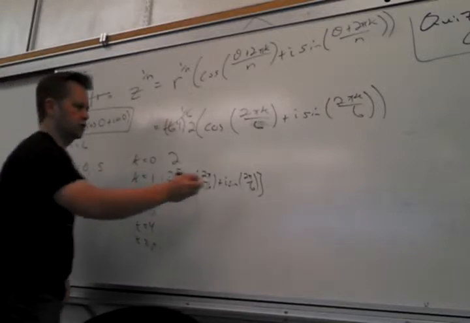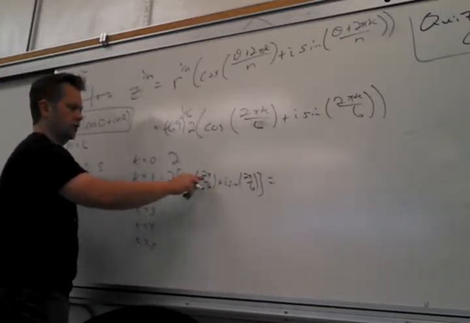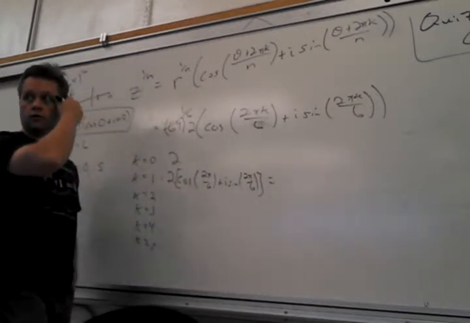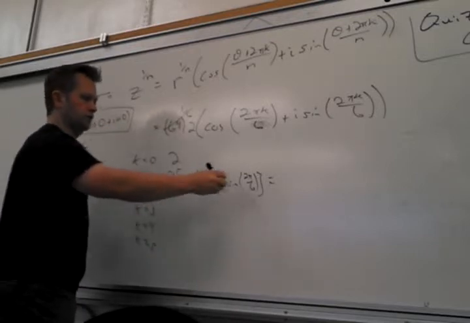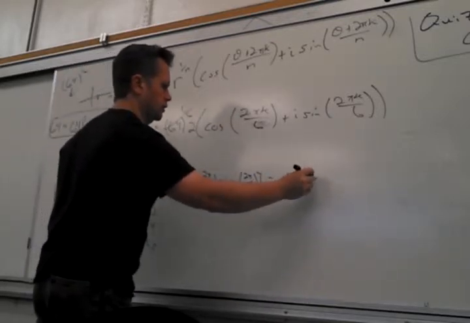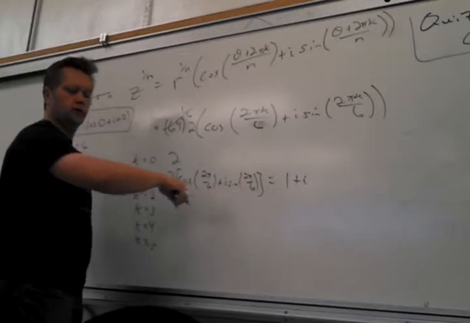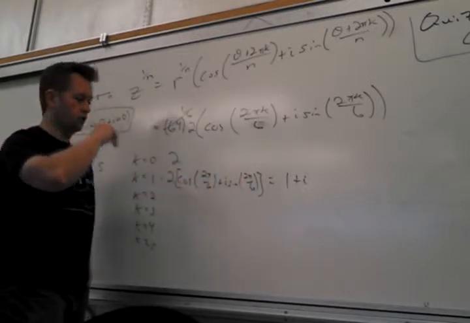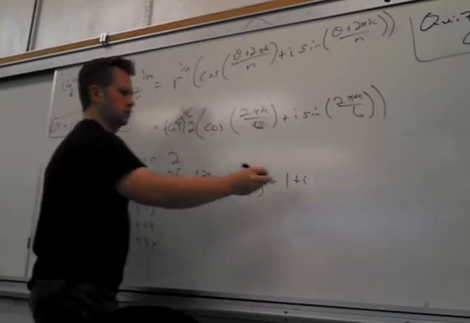Just make sure everyone's on the right track. What is the cosine of pi over 3? 1/2. So twice 1/2 is 1 plus i. What's sine of pi over 3? Root 3 over 2 times 2, root 3.